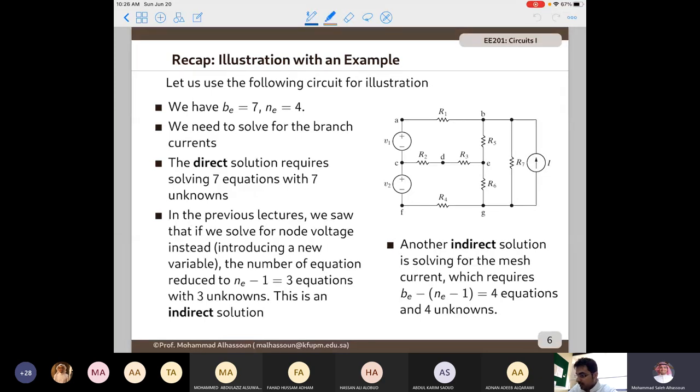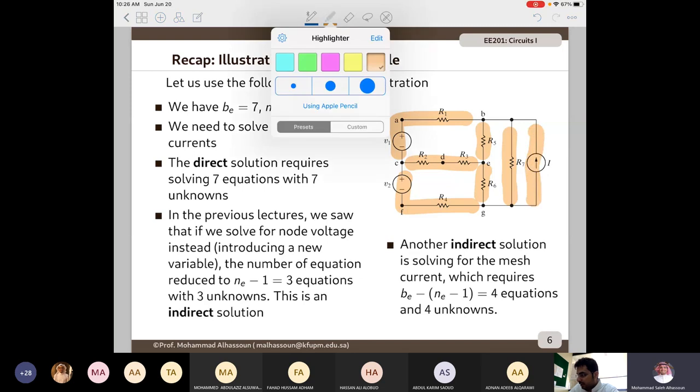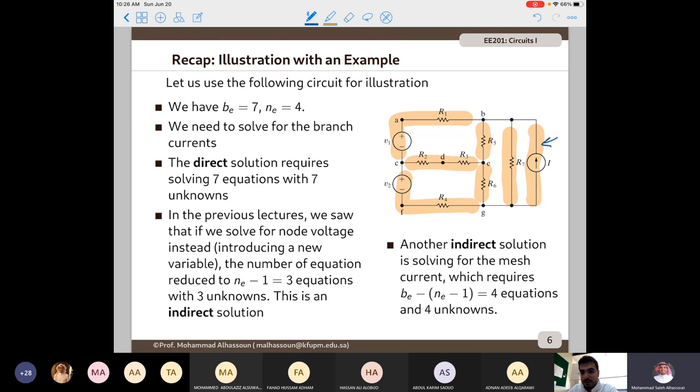So let's consider the circuit that we started the chapter with. We want to solve for the essential branch currents, so we want to find the current here, there, and in each of the other branches. Here we're lucky that we have a current source, so this current is known to us. But anyhow, let's assume that this current is not known. So we have 1, 2, 3, 4, 5, 6, 7 essential branches and 4 essential nodes. If we want to solve it directly, we need to solve 7 equations with 7 unknowns, so we have to invert a 7x7 matrix. This is not something that we want to deal with.